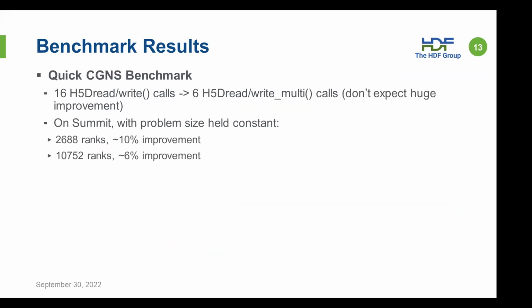We had another quick benchmark, which uses a much smaller number of data sets. This was a quick modification of an existing CGNS benchmark, similar to what Jordan talked about. It only went from 16 calls to 6 calls, so we don't expect a huge improvement, but we did see a 6 to 10% improvement with using multi-dataset instead of single dataset.